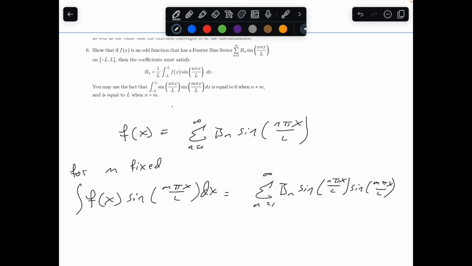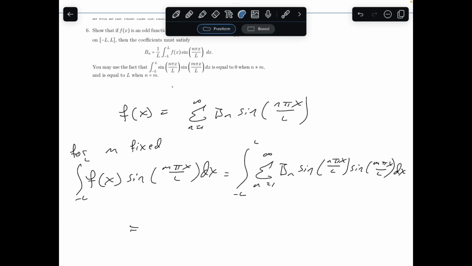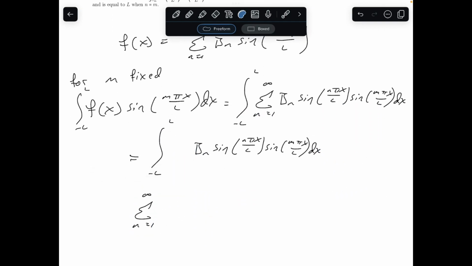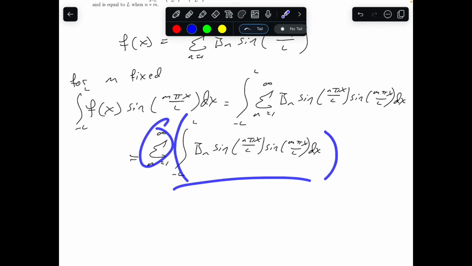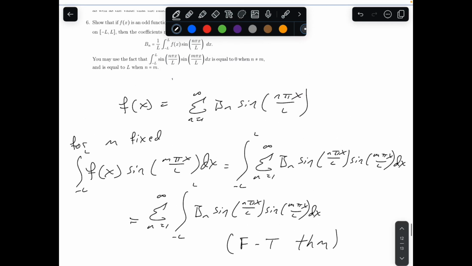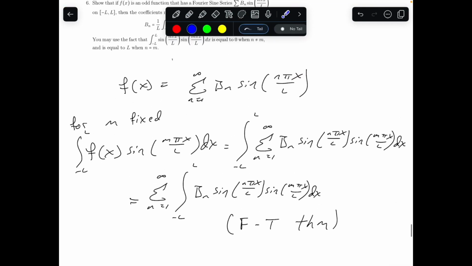So once you do that, then you integrate both sides with respect to x, and you're integrating from negative L to L. And then right at this point, there's sort of a subtlety that happens where you can switch the integral and the sum. So here, instead of integrating an infinite sum, you're taking an infinite sum of all of these integrals. So you can just compute all of these integrals one by one, and then add up the values of all of those. And this is by the Fubini-Tonelli theorem. So that's important part number one.